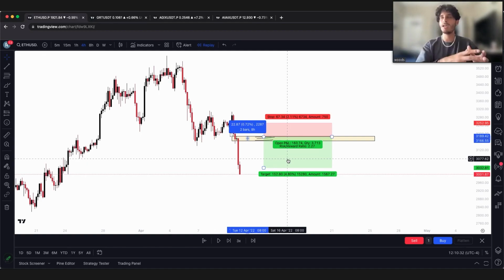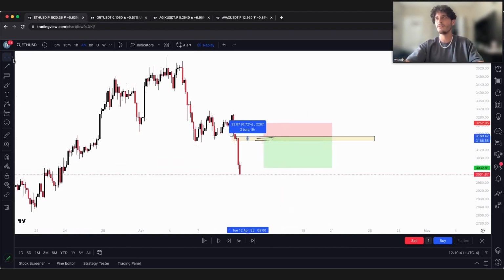Supply zone, you would take the same tactics you would use for demand and just play it the opposite way for supply. You don't want to overcomplicate it. It's the same concept flipped.